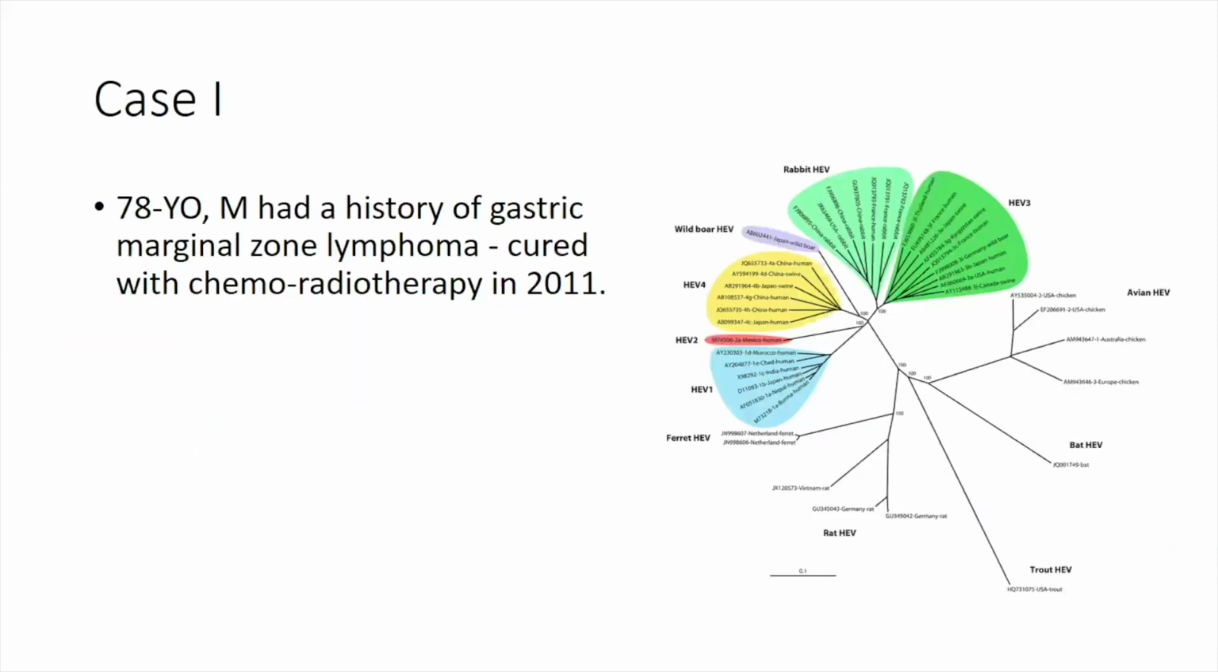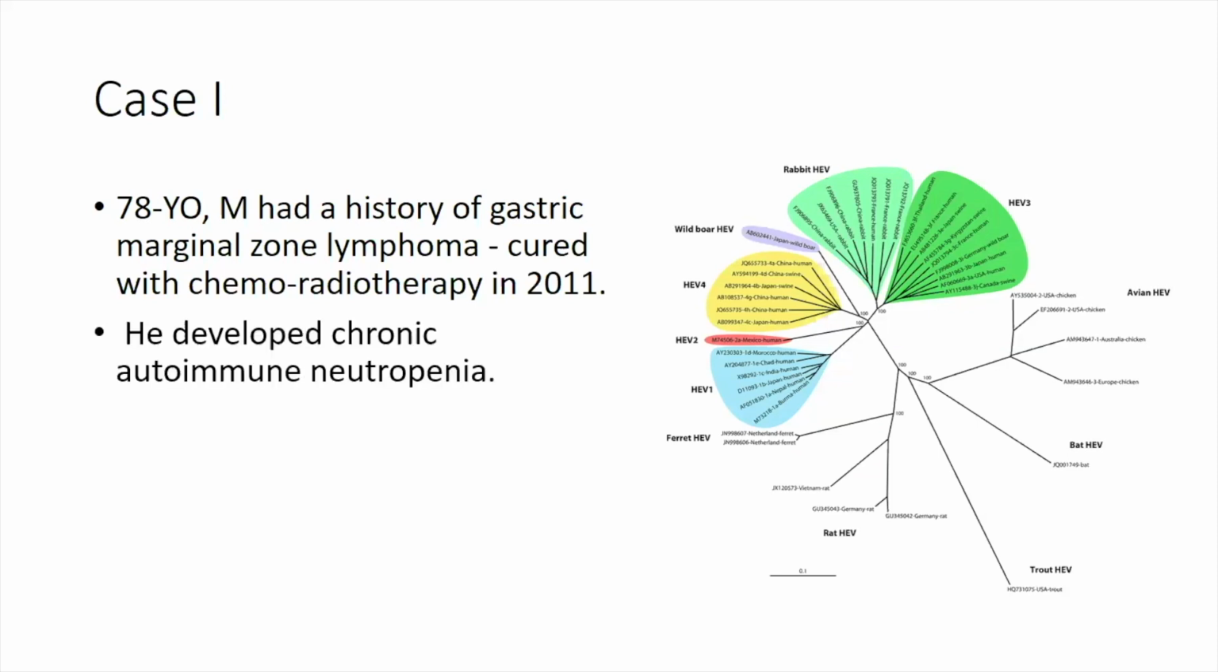So now cases. I've got this chap who I looked after for more than 10 years. He's 78. He had a history of gastric marginal zone lymphoma, cured in 2011 with chemotherapy and radiotherapy. And unfortunately, he was left with chronic autoimmune neutropenia, for which he received GCSF for years.